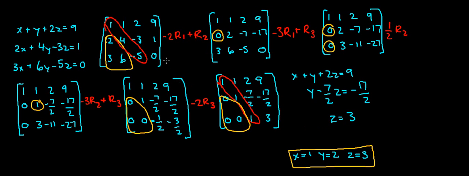If we put these back into ways we're accustomed to seeing it in variables, x plus y plus 2z is equal to 9. This did not change at all. But let's have a look at these eliminations that we did. 1, minus 7 over 2, minus 17 over 2, 1 and 3. This is y, minus 7 over 2z is equal to minus 17 divided by 2, and z is equal to 3.